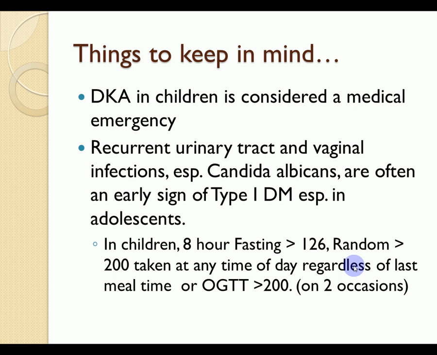DKA in children is considered a medical emergency. Recurrent urinary tract and vaginal infections are often an early sign, particularly in your adolescence. In children, you will see at 8-hour fasting, they will have a blood sugar level greater than 126, a random greater than 200 any time of the day regardless of the last meal time, or an oral glucose tolerance test greater than 200 on 2 occasions.